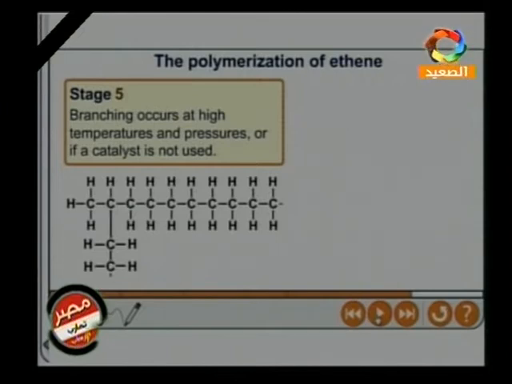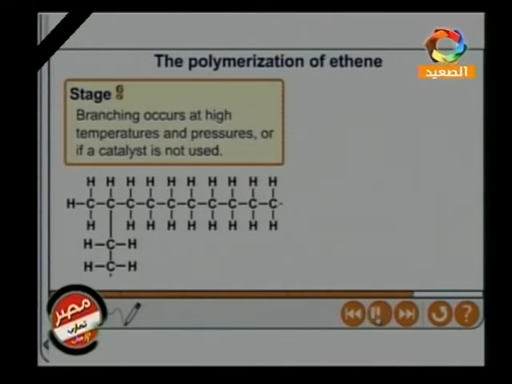Again, branching occurs at high temperature and pressure, or if the catalyst is not used. So if the catalyst is not used, we need high temperature. I use the phenol to start this chemical reaction and speed it up, so this is the catalyst. One hydrogen atom moves away to close the chain from the left hand, and another molecule of ethene makes a connection with the second carbon atom in this chain to make another polymerization.